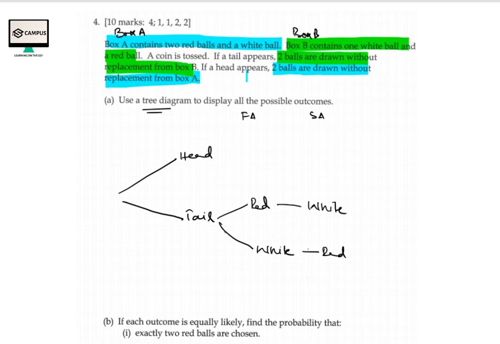And if we chose the red one in the first attempt, the only ball left would be white, or the other way around, the only ball left could be the red one. All right, so that's pretty much it. That's the whole scenario for box B.